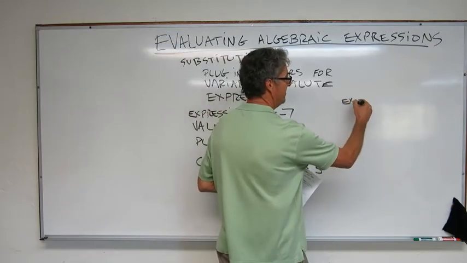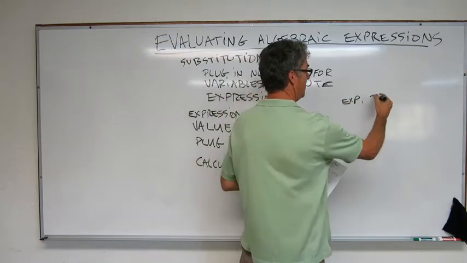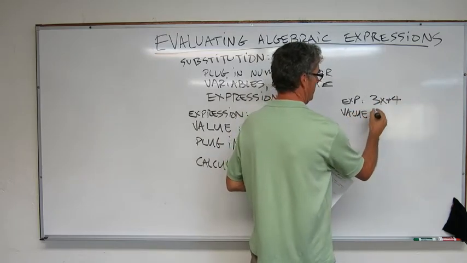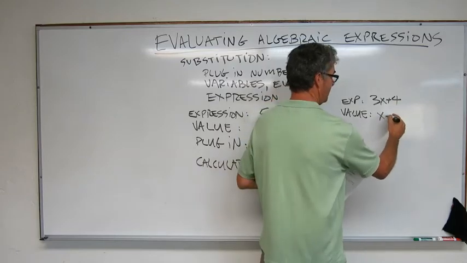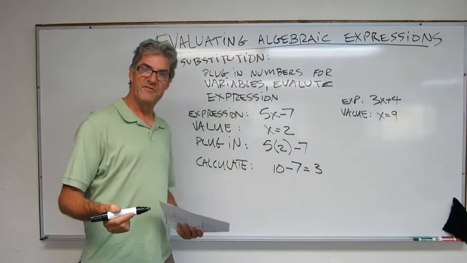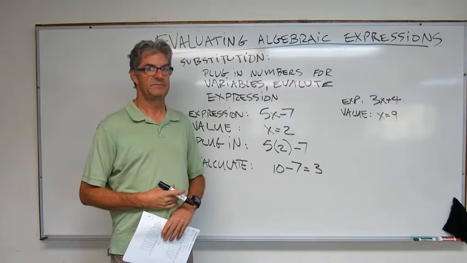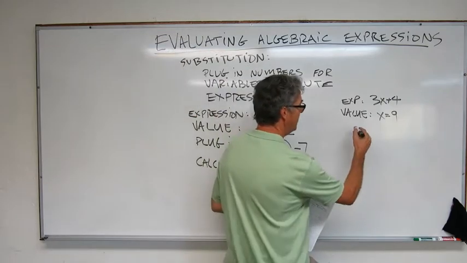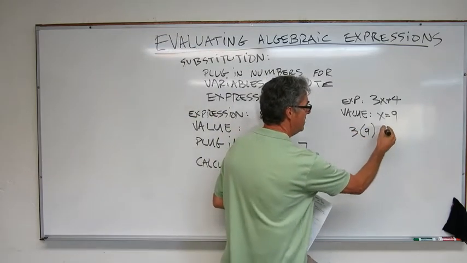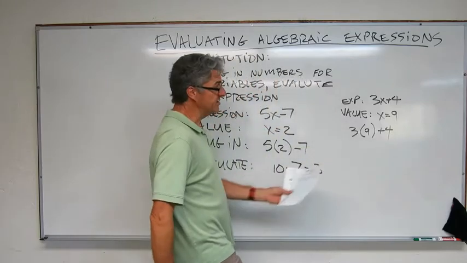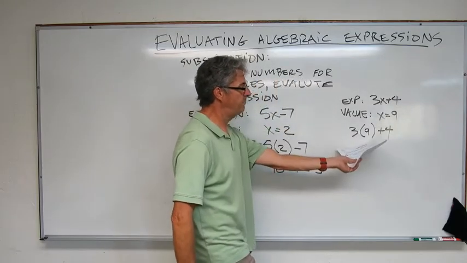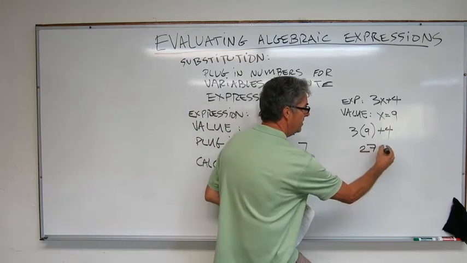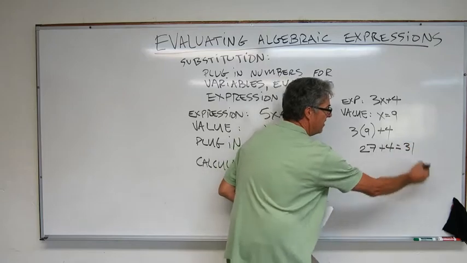So let me give you one to try. The expression 3x plus 4, the value x equals 9. So go ahead, pause the video, and work that out. Okay, let's see how you did. So for my plug-in, I'm going to have 3 times 9 plus 4, right? I just plugged my 9 in where the x was. Now I'm going to go ahead and do my calculation. 3 times 9 is 27, plus 4 equals 31.